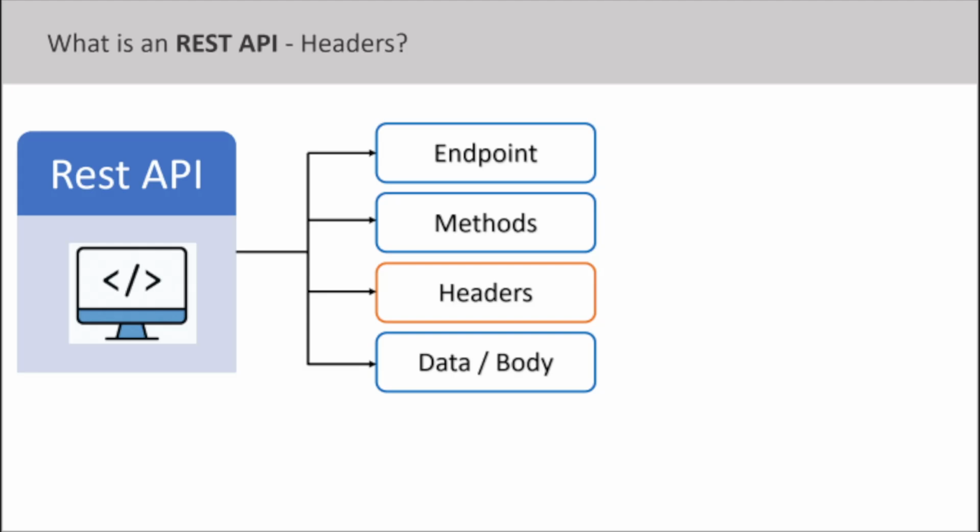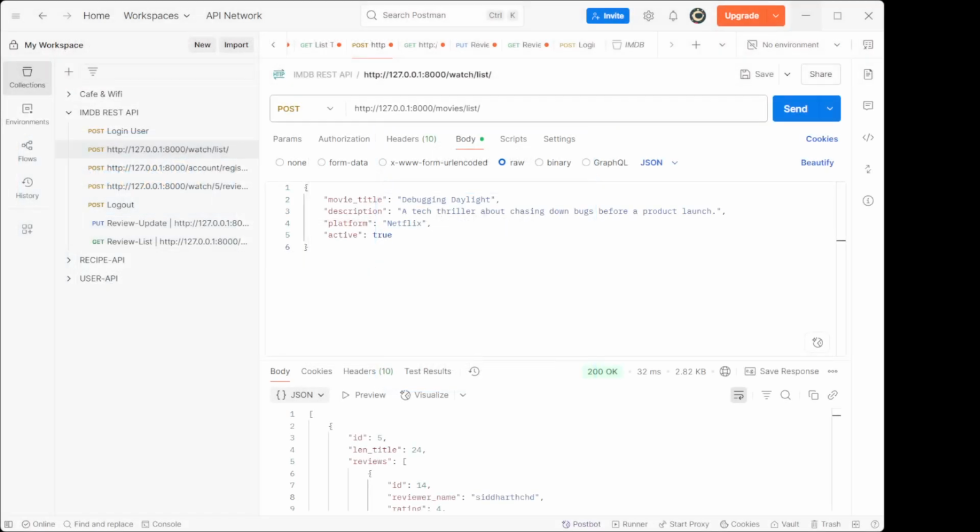Now you might be wondering, where do I even find these headers? When you make an API call, whether you are using tools like Postman, browser tools like Swagger UI, or even code, headers are usually added in a separate section. We call it headers. If you look at the Postman tool, it is used for testing purposes, so we call the API here.